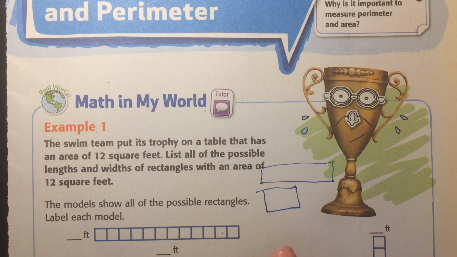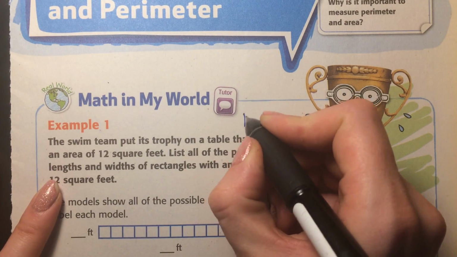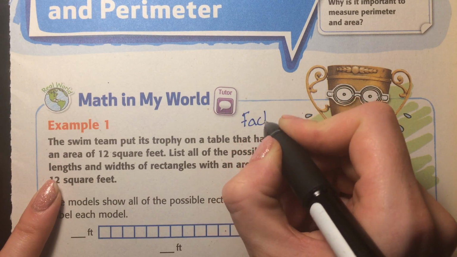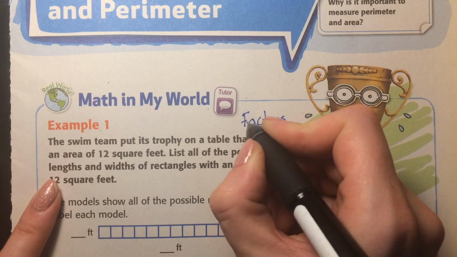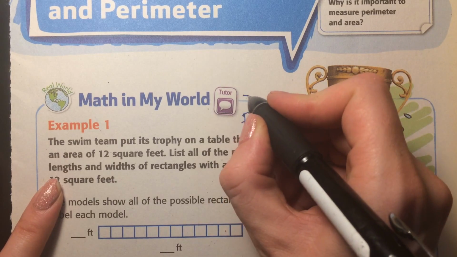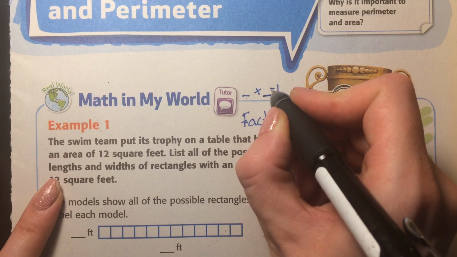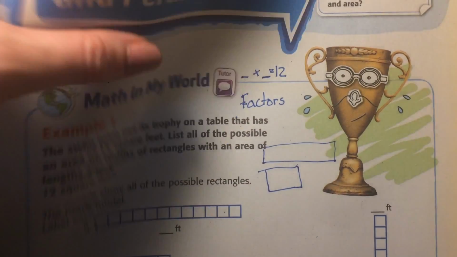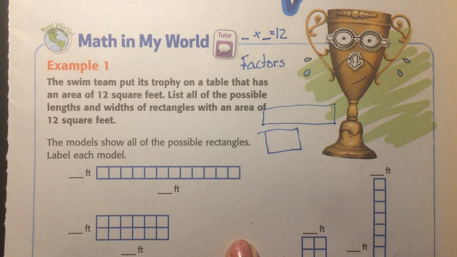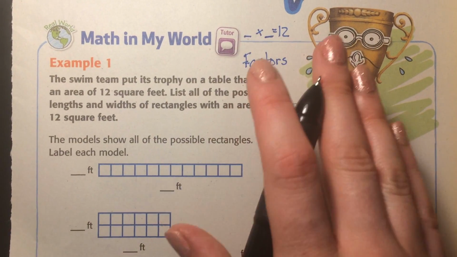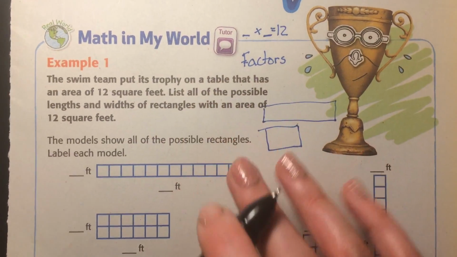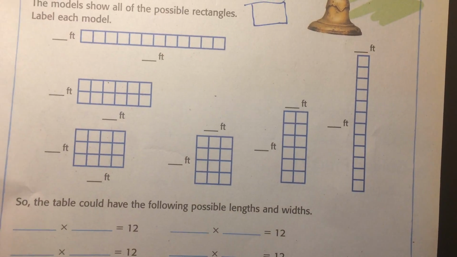Well, do you remember earlier in the year we talked about factors? What are the factors of 12? That means, what are the numbers that when they're multiplied equal 12? Okay, and if we list all these possible factors, we'll be able to figure out all the possibilities for area. So let's figure that out.